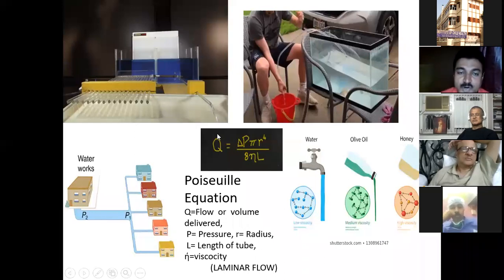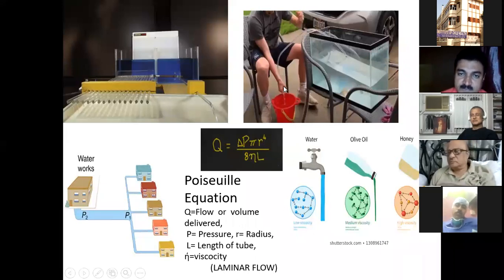So flow or volume delivered is equal to the pressure difference between 2 points, into a constant, into the fourth power of the radius of the tube, divided by 8 into the viscosity of the fluid into the length of the tube. So if the length is long, the flow will be less. I'll come to these one after another in our different clinical scenarios in day-to-day life.